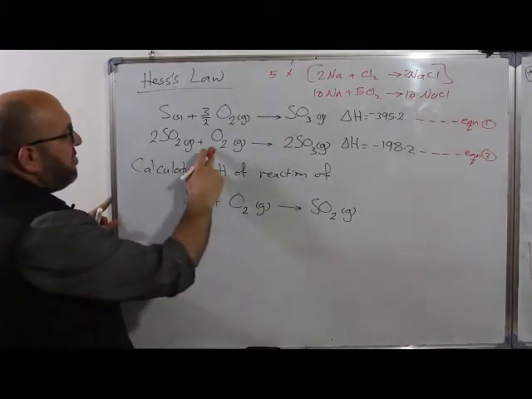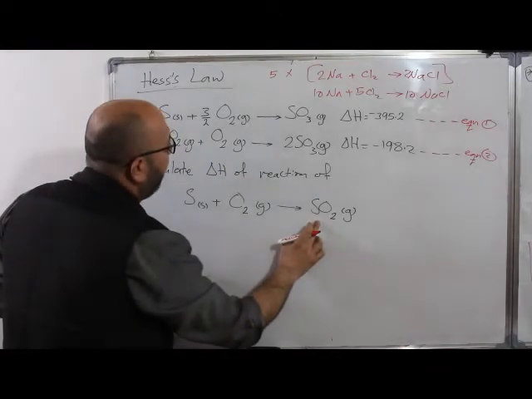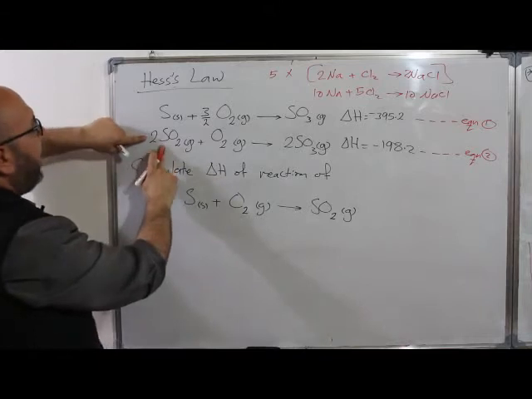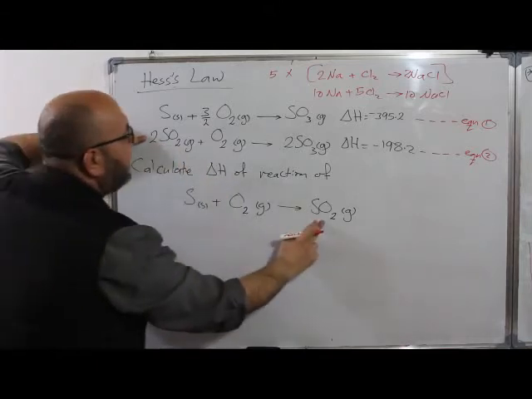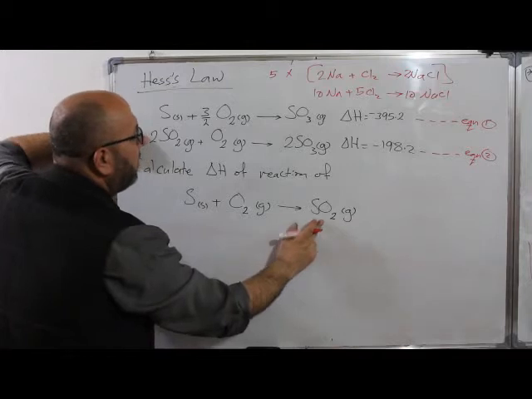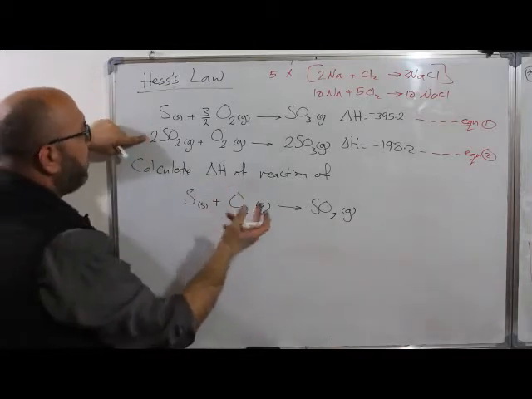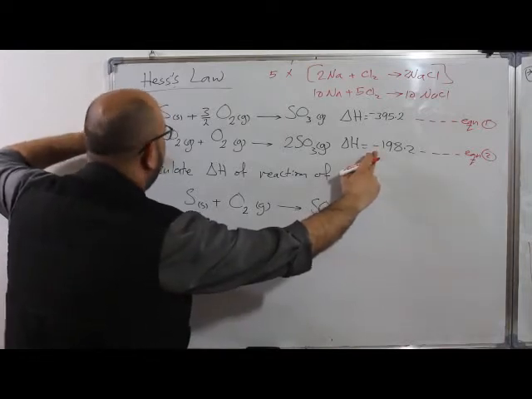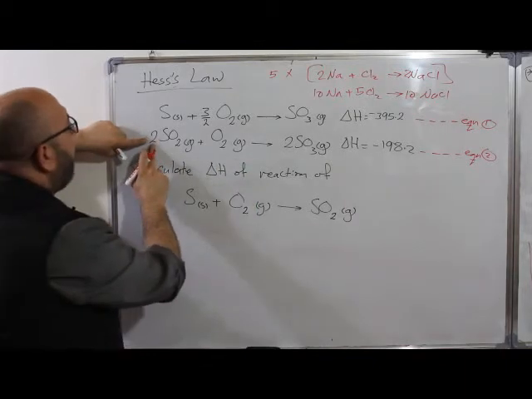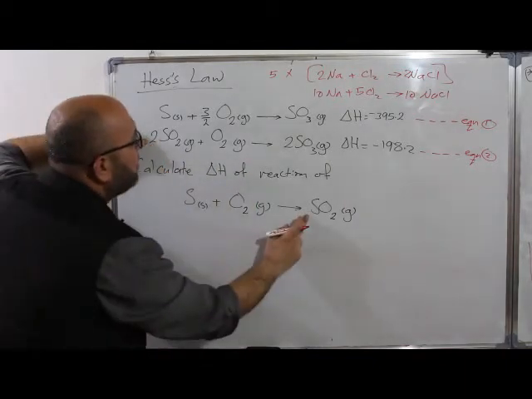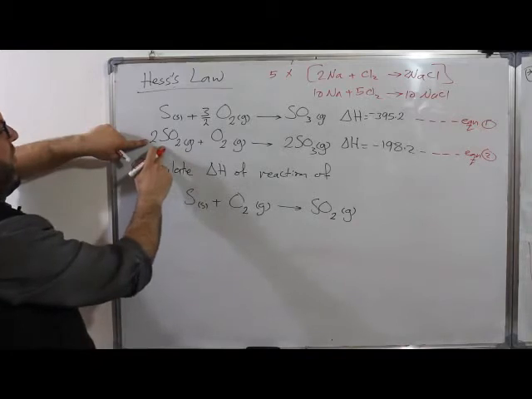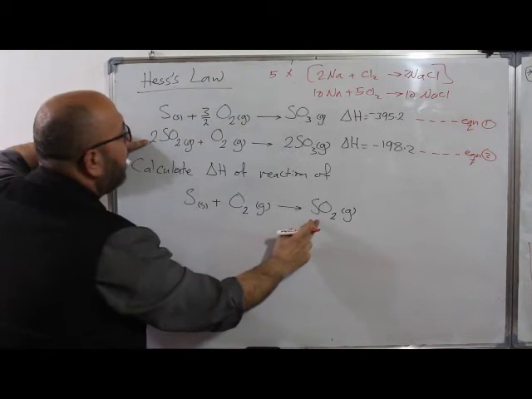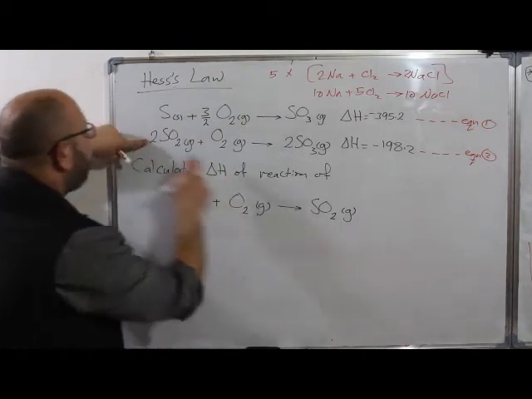Oxygen is here also. SO2, where could we find it? SO2 here is on the reactant side, and it needs to be on the product side. I feel like we should flip it. If we flip it, this sign is going to be converted to positive. The first point, what about the coefficients? Here it is 2, here is 1. So this equation could be treated in a certain way in order to make it like what we need here. How could we treat it?